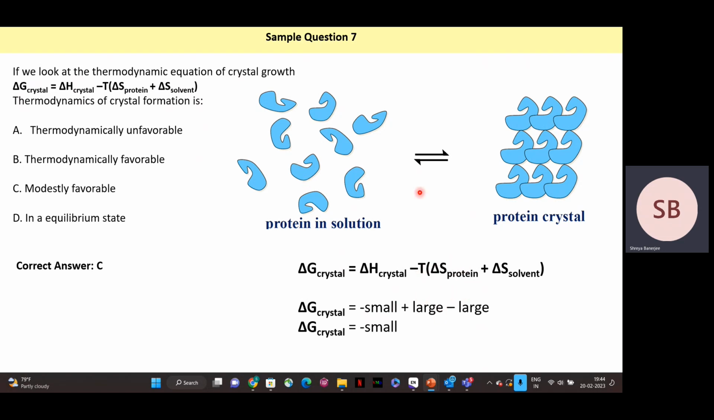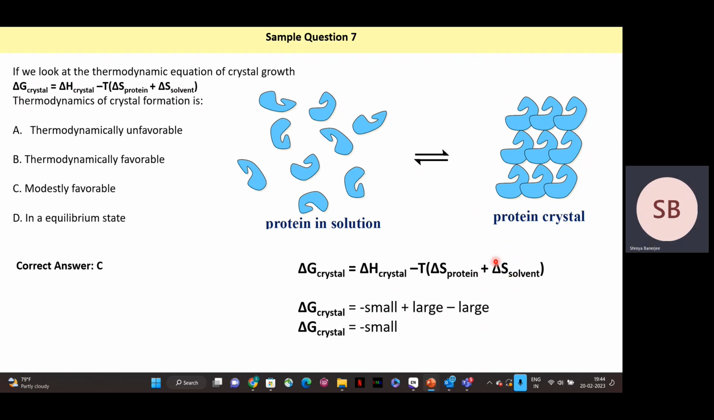The entropy change of the protein is unfavorable, and it is large. It is unfavorable because the protein is going from having a large entropy, which is basically 3 degrees of freedom in both orientation and translation in solution, while in the crystal the protein is fixed. That is, it has 0 degrees of freedom in both orientation and translation in the crystal. So the entropy change of the protein is unfavorable, and it is a positive large value.